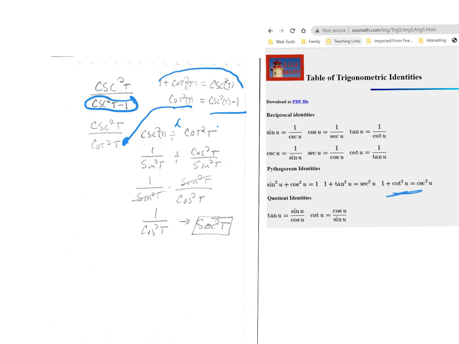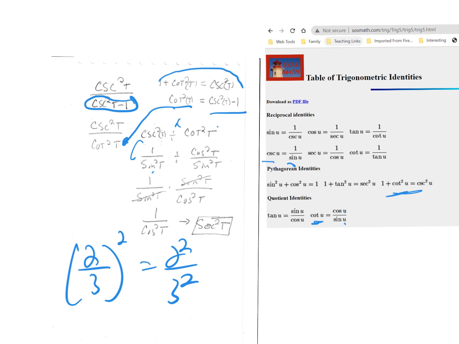So what I did is I know that the cosecant is the reciprocal of the sine, so the cosecant squared is 1 over sine squared, and the cotangent is cosine over sine. But since they're squared, I just kept the squares along. Remember, if I have 2 over 3 squared, that's the same thing as 2 squared over 3 squared. So you can go backwards and do it that way too, or whichever way gets you there, and that's what I used here.